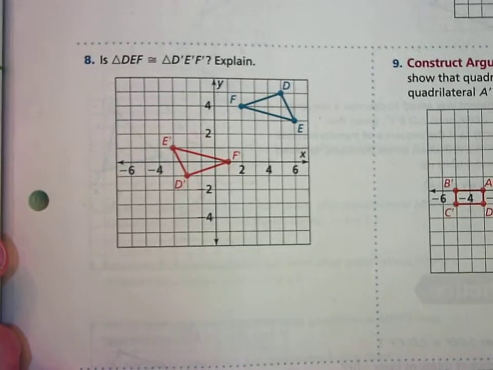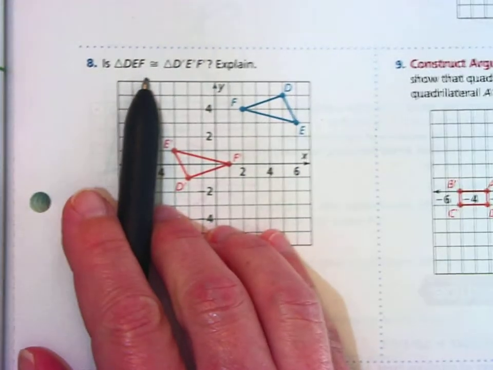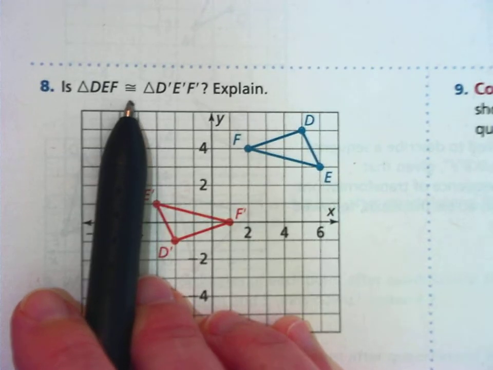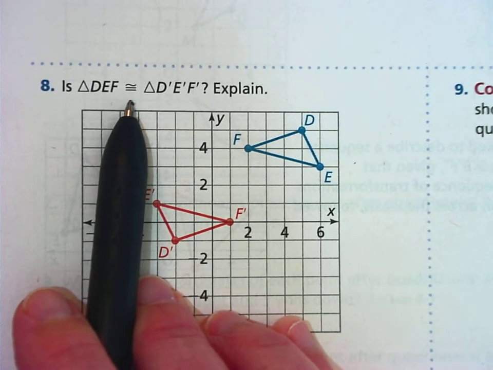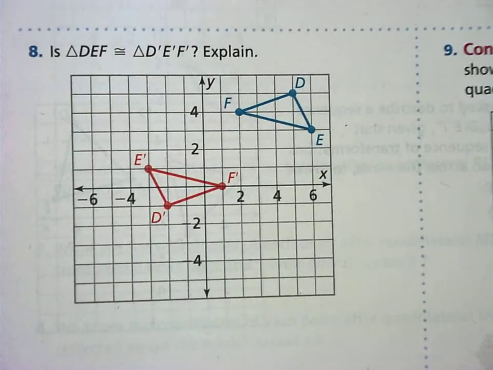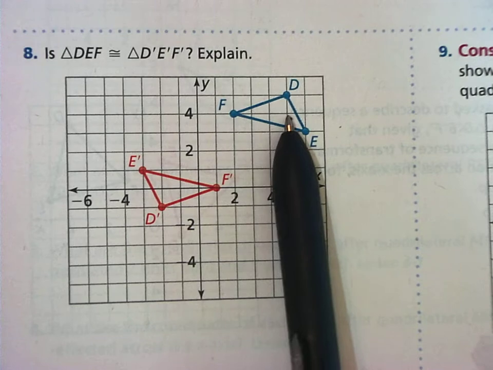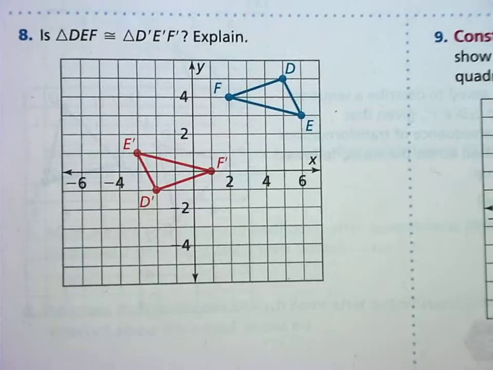Is triangle DEF congruent to triangle DEF prime? That little symbol right there, the equal sign with the little wave on top, means congruent. So they're asking, are these the same size and shape? Well, if we can figure out a sequence of transformations or rigid motions to get this one to land on this one, then they are going to be congruent.